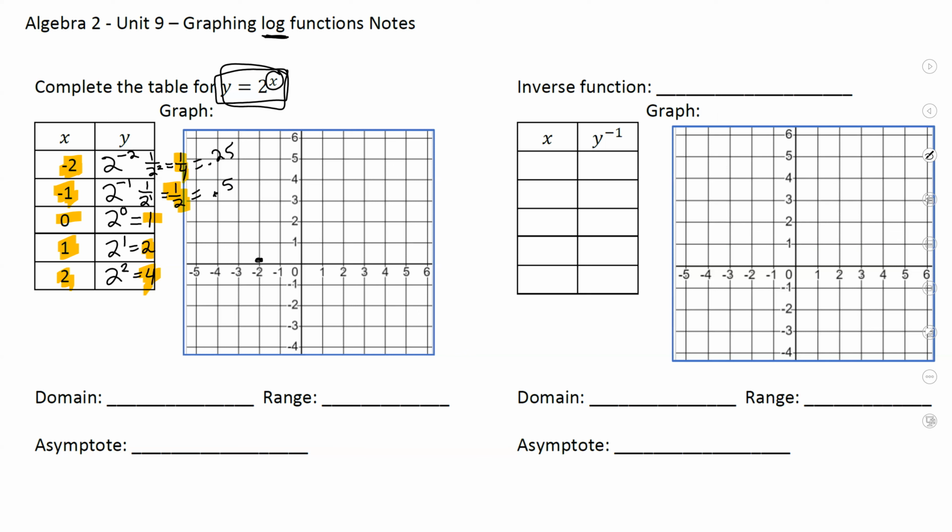This is really small. -1, 0.5, 0, 1, 1, 2, 2, 4. So this is what your graph should look like.